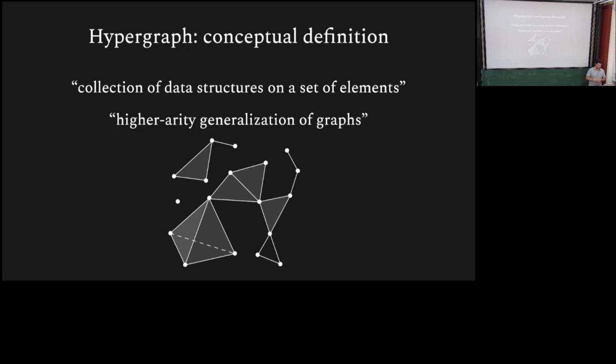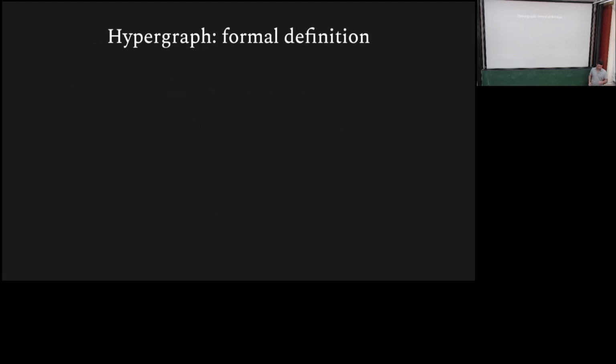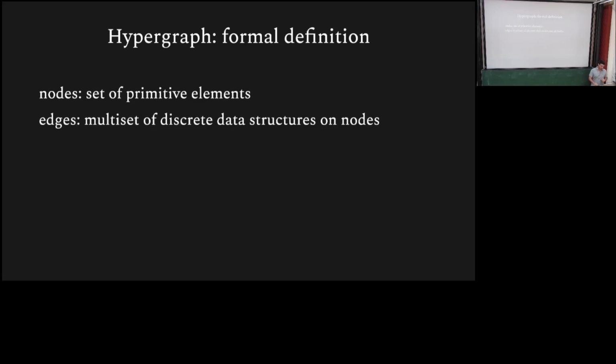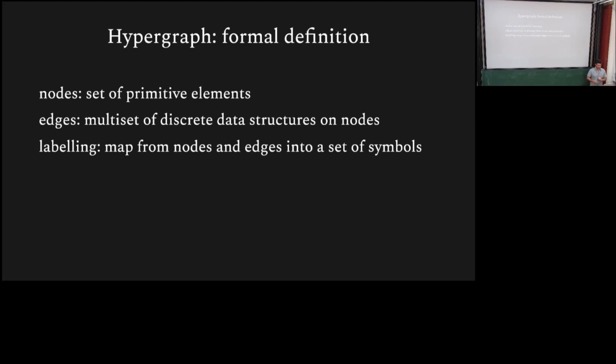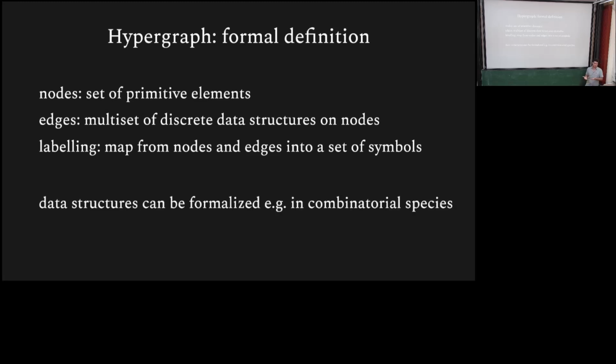It's not just a subset. Typically in some areas of mathematics, in combinatorics specifically, hypergraphs are usually thought of as just subsets of the power set of that, which is a little bit simplistic for our purposes. So a bit more formal definition: you have nodes, which is just a set of primitive elements. You have edges, which is technically a multi-set of discrete data structures on nodes. Again, formalization of these structures might be a bit flexible to the user's liking. And importantly for us, labeling, which is just a map from nodes to a set of symbols in the usual way. Data structures could be formalized, for example, in the theory of combinatorial species, if you know that.